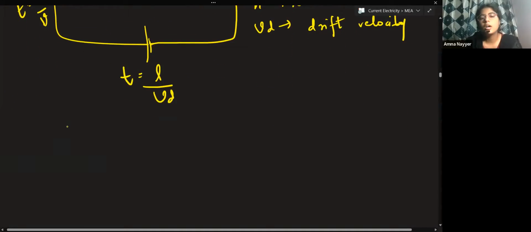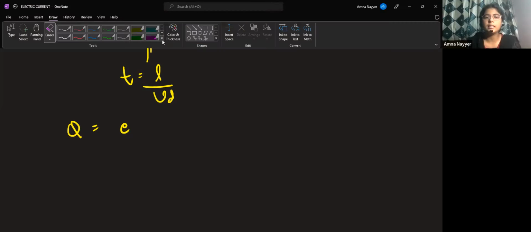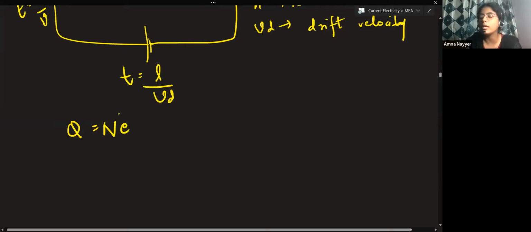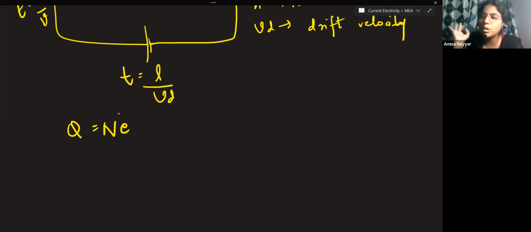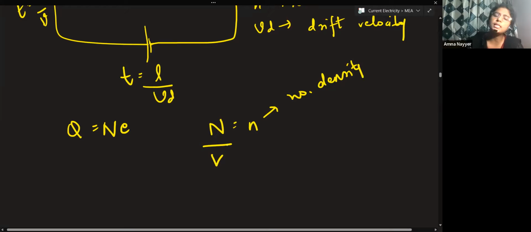Now the charge. For finding out the charge, Q is equal to NE, that we know. But right now we are aware of n as the number density, so we'll not write it as small n. Let's write it as capital N e, because number density is given as small n. If we write this as small n and that also small n, differentiating will be difficult. So Q is equal to N e. Now what is N? Means whatever number of electrons are passing. Number density is basically the number of electrons per unit volume. That is known as number density.